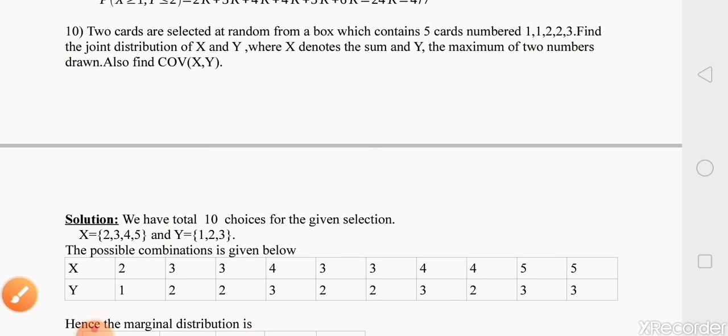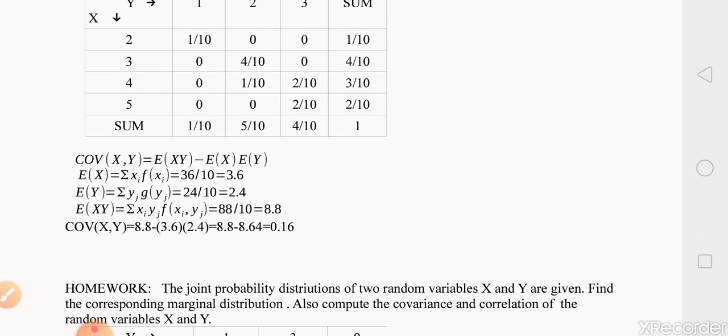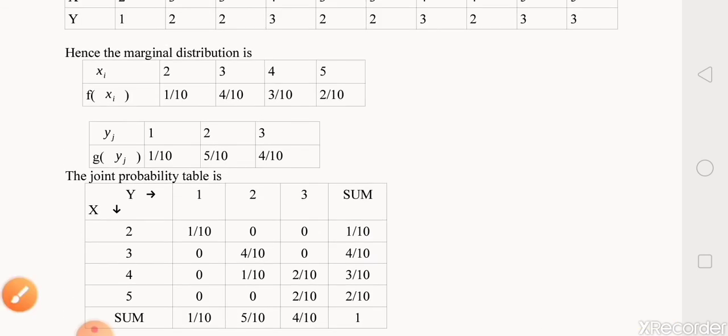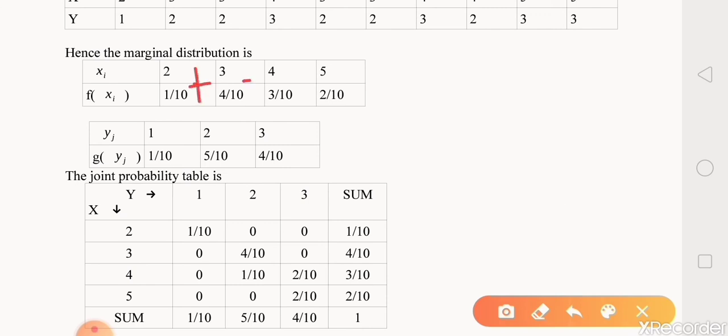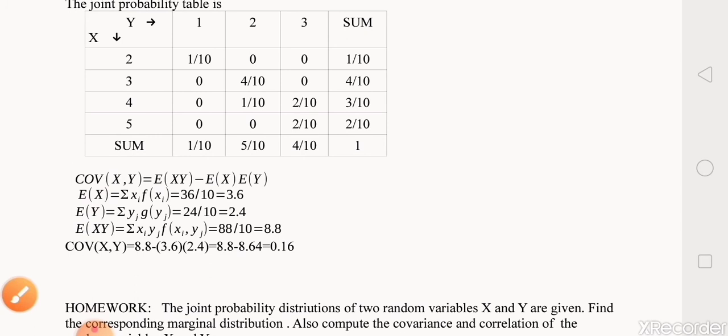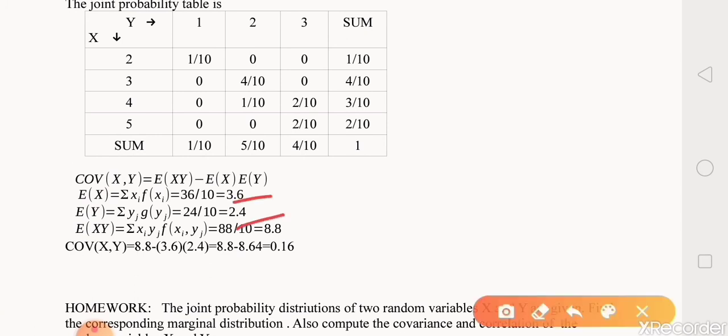Now we have to calculate covariance. Covariance of x comma y is given by expectation of xy minus expectation of x into expectation of y. Expectation of x is given by 2 into 1 by 10 plus 3 into 4 by 10 plus 4 into 3 by 10 plus 5 into 2 by 10. Expectation of y is given by 1 into 1 by 10 plus 2 into 5 by 10 plus 3 into 4 by 10. So expectation of x is 3.6 and expectation of y is 2.4.